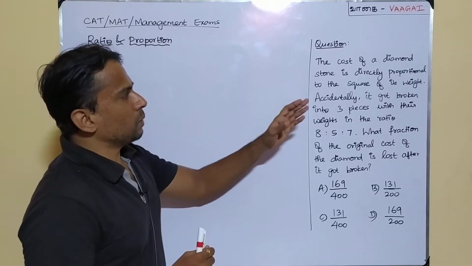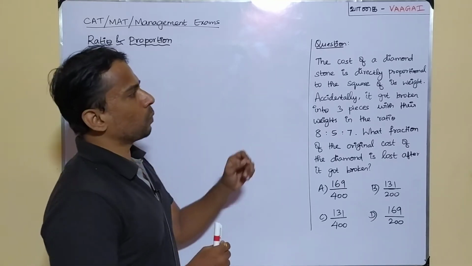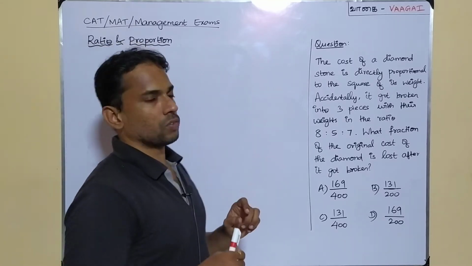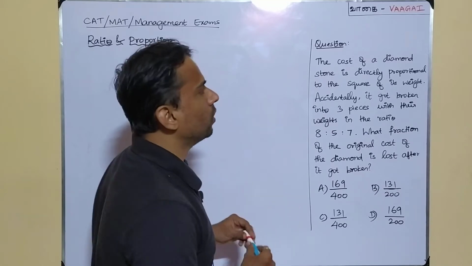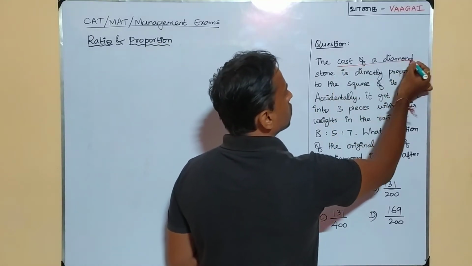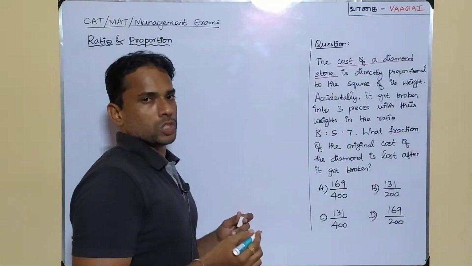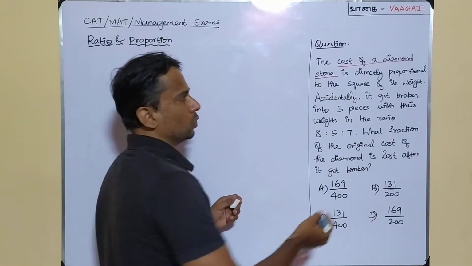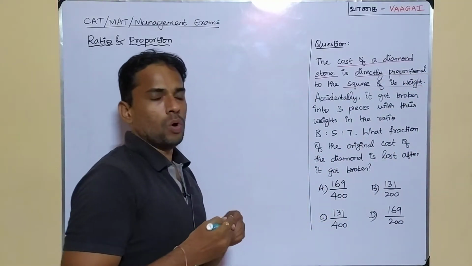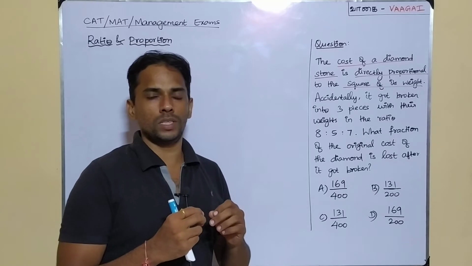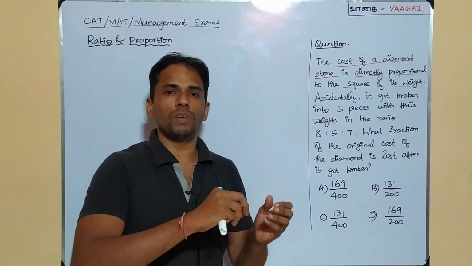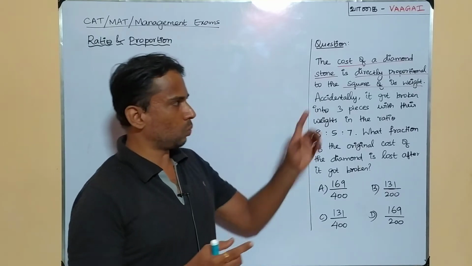The cost of a diamond stone is directly proportional to the square of its weight. The first part of the question itself has something important. The cost of that stone is directly proportional to the square of its weight. So whatever the weight of the stone is, the cost will be proportional to the square of that weight.